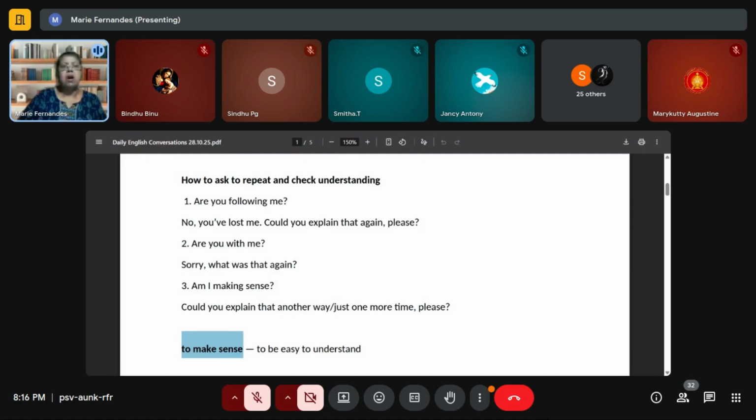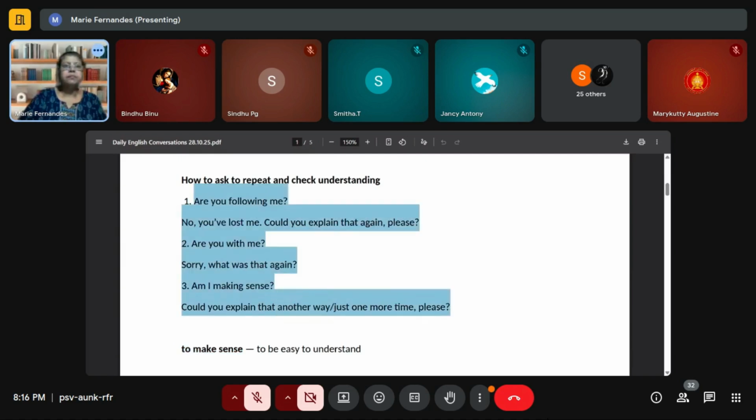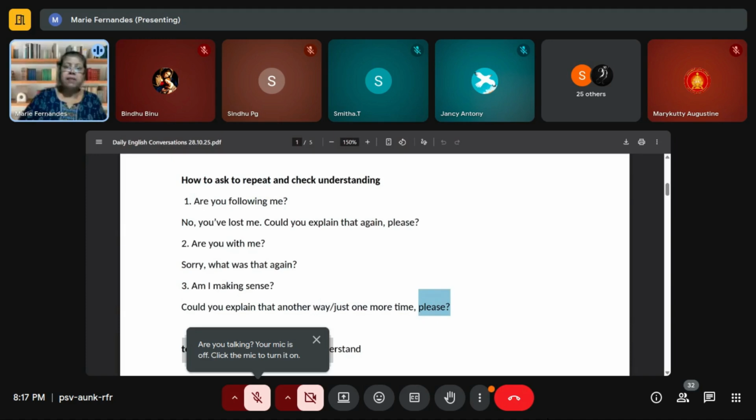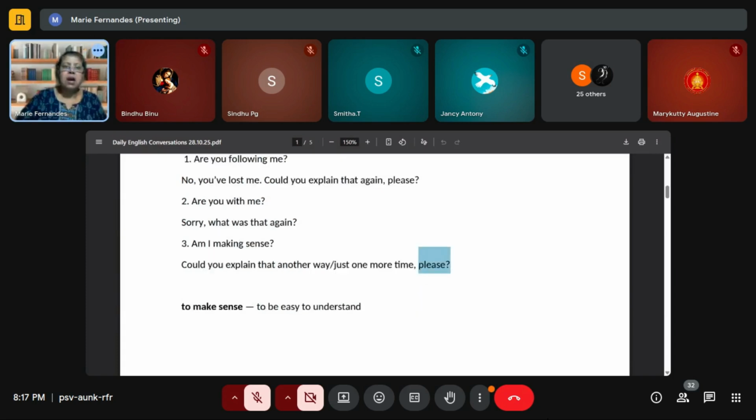Okay, so how to ask, to repeat and check understanding. I'll repeat this again. Are you following me? No, you've lost me. Could you explain that again, please? Are you with me? Sorry, what was that again? Am I making sense? Could you explain that another way? Just one more time, please. We have to always remember to say please and thank you. Okay? Sense is to be easy to understand.